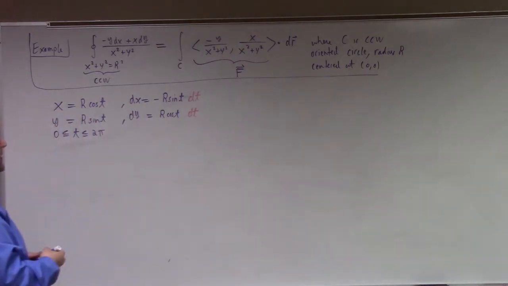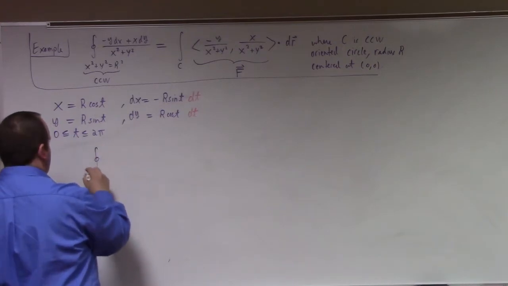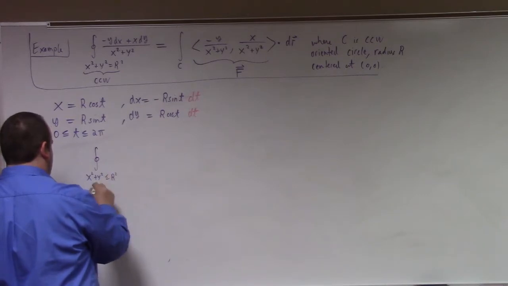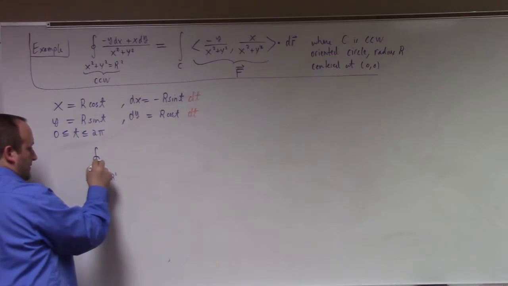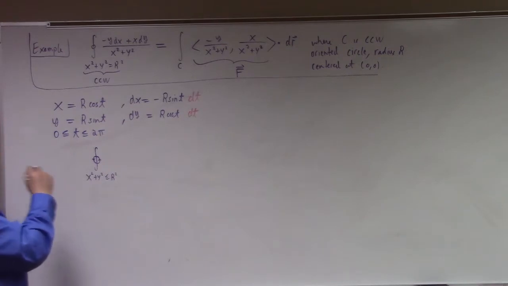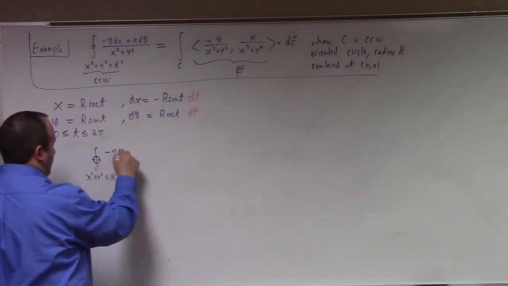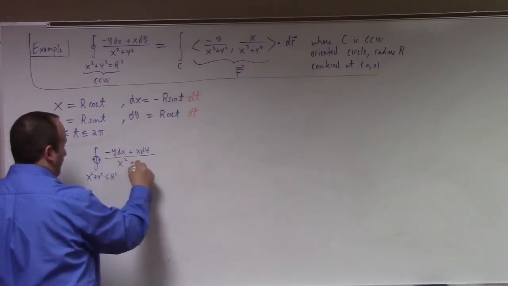So the dt. And all right, so when we calculate this, x squared plus y squared less than or equal to r squared. And if I want to be really lazy, counterclockwise is like this. Wait a minute. I don't know my clocks. It's like this. Counterclockwise. Minus y dx plus x dy over x squared plus y squared.